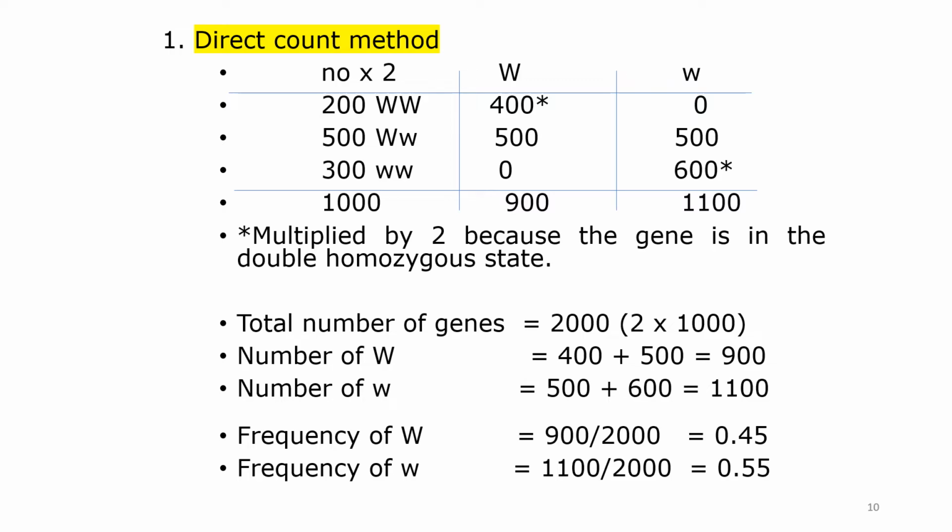So to obtain the frequency of capital W gene, allele rather, 900 divided by 2,000 will give us 0.45. And the frequency of the small w is 1,100 divided by 2,000, which is 0.55. If you add these two, you realize that we have p plus q is equal to 1.